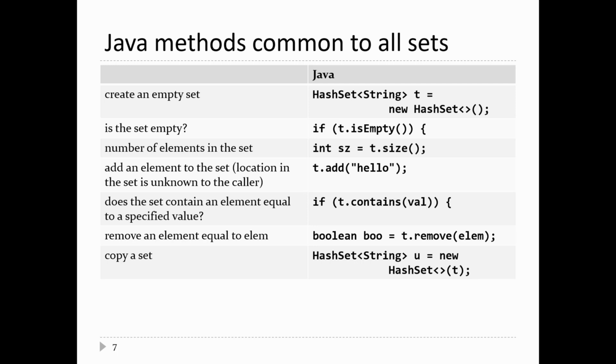So what can you do with a set? It turns out you actually can't do that much with a set. The table here basically summarizes all of the main set operations. You can make a new set, and you know how to do that. It's the same as making a list: you use new and call a constructor. You can ask, is the set empty? The method is the same as the list method, isEmpty. You can ask how many elements are in the set, which is exactly the same as asking a list.